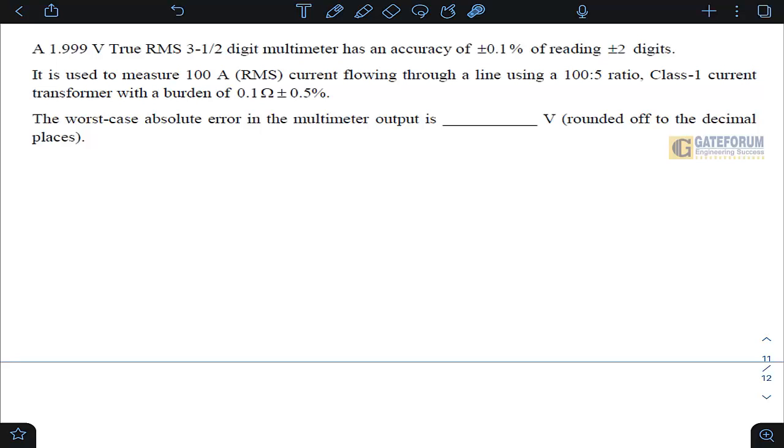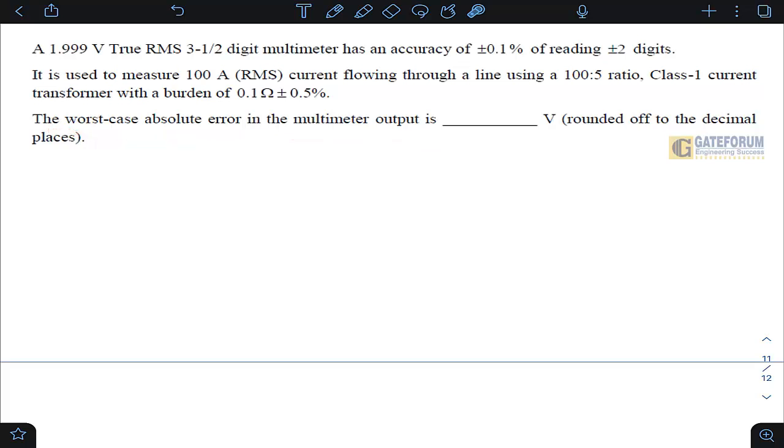This question was asked in GATE 23 of instrumentation. This is from the measurement subject and from digital voltmeter related concepts. The question is: a 1.999 volt true RMS 3 and a half digit multimeter has an accuracy of plus or minus 0.1% of reading plus or minus 2 digits. It is used to measure 100 ampere RMS current flowing through a line using a 100 to 5 ratio class 1 current transformer with a burden of 0.1 ohm plus or minus 0.5%. The worst case absolute error in the multimeter output is dash.